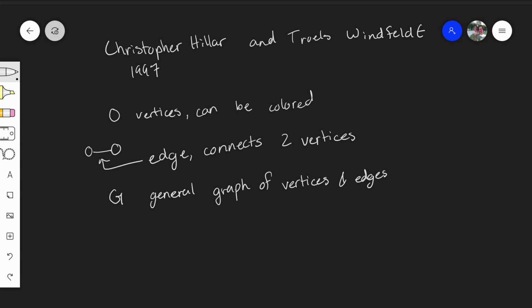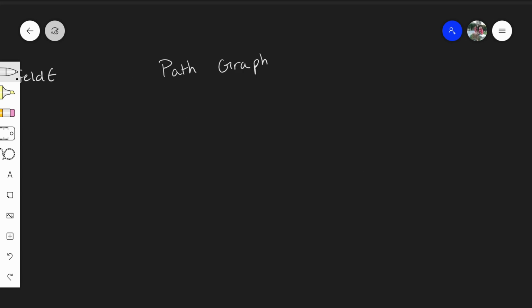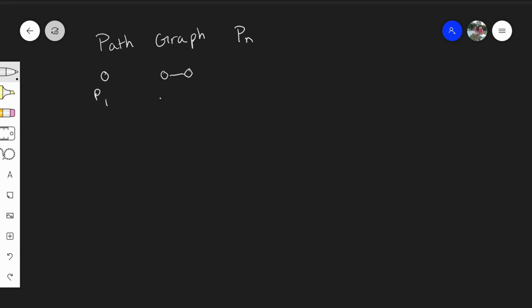Today I'm going to be looking at two particular families of graphs, and we represent the stages of the path graph as P sub n. For example, P1 is a single vertex. P2 is two vertices connected by a single edge. P3 is three vertices connected by two edges. A path graph is simply a graph of n vertices that are connected in a line.